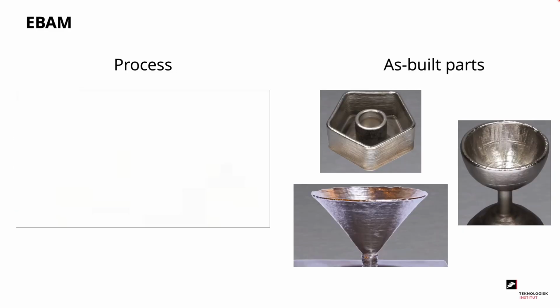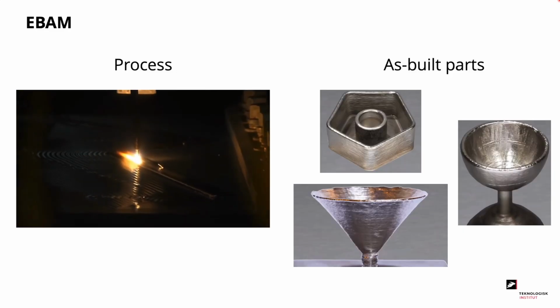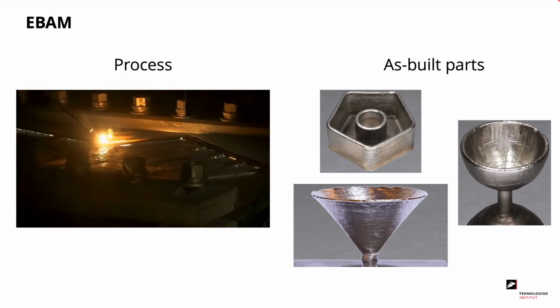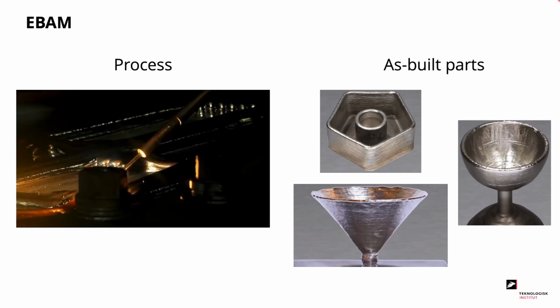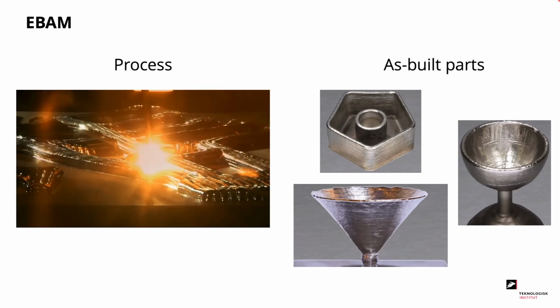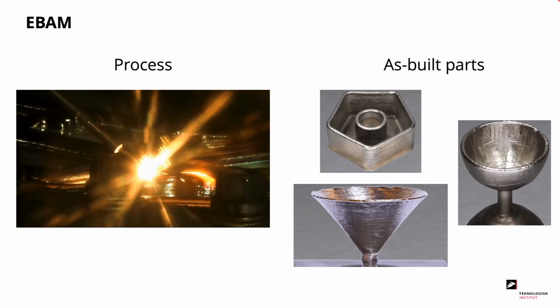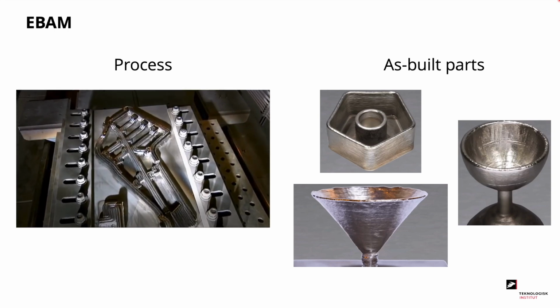A brief look at the EBAM process. We can see that the wire is being extruded through the deposition nozzle. The electron beam is out of view in this process, and we can see how it is melting and depositing the wire as we are building along our weld lines. To the right, we see examples of as-built parts using the EBAM process.